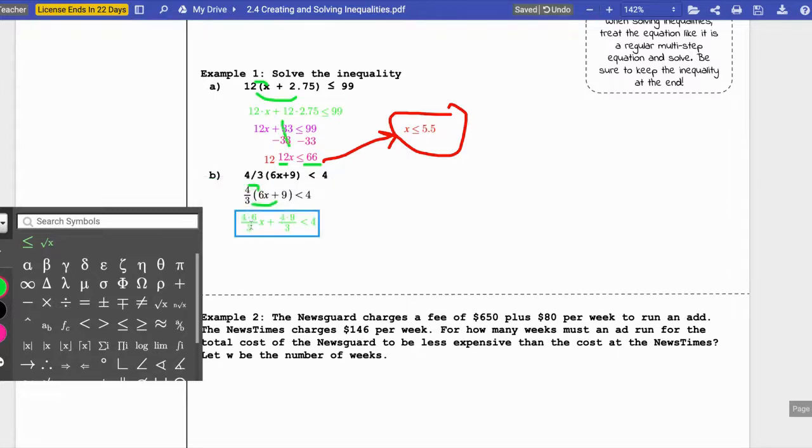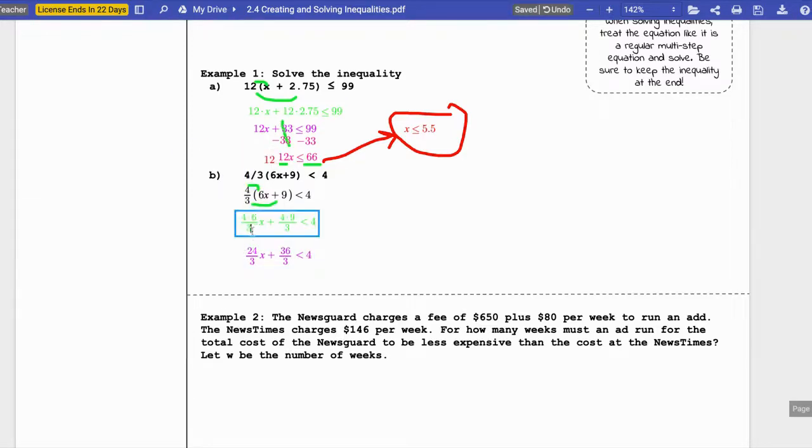All right, so now that I've multiplied 4/3 to everything, I'm going to multiply the numerator, the top part of the fraction. So when I do that, I'm going to have 4 times 6. 4 times 6 is 24 over 3x plus 4 times 9 is 36 over 3. And that's less than 4. Okay. So still doing pretty good.